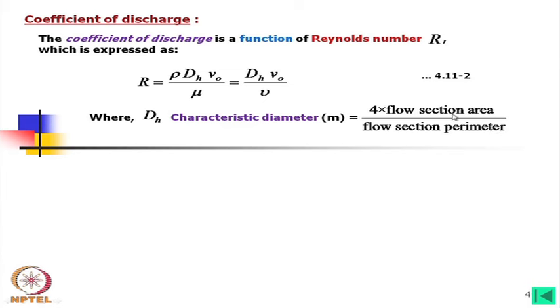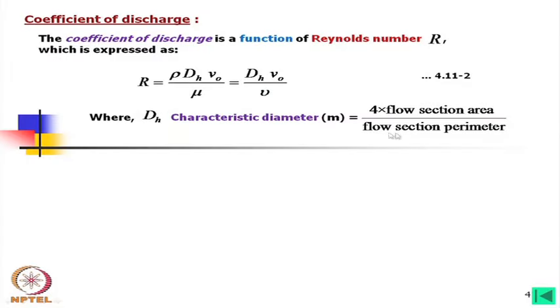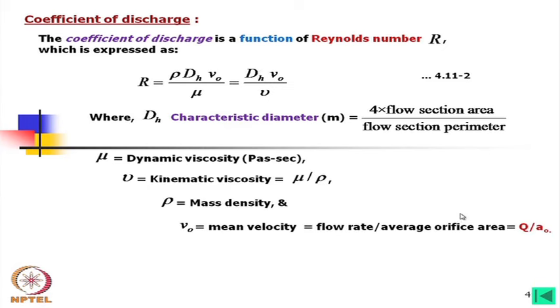In case it is not circular or not easily calculated by knowing the dimensions, we can measure this flow section area by some methods, and also we can measure this perimeter. Then we can find out d_h, and from that value we can calculate what the Reynolds number will be. Now, these parameters I have already discussed.